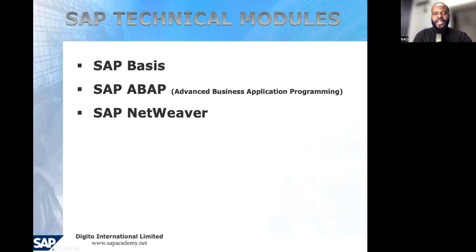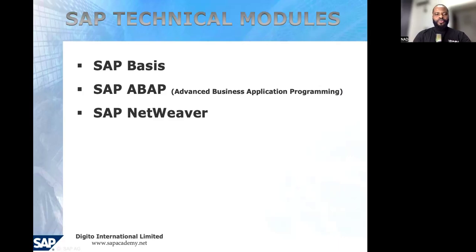So if you are looking to make an entrance into the SAP industry, you need to consider any of these three. If you are an IT professional, a developer, or a programmer, you may need to consider any of these modules because they are highly sought after with very reasonable pay.